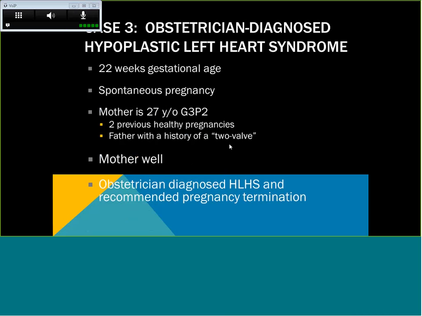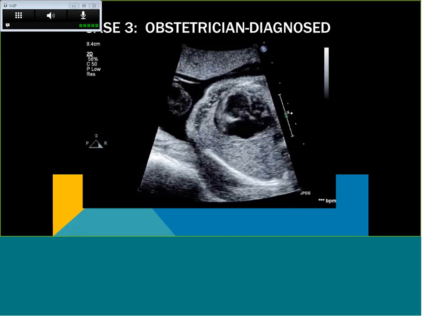And anytime we hear about a bicuspid aortic valve, we think about the spectrum of left-sided obstructive lesions all the way from bicuspid valve to hypoplastic left heart syndrome. Mom as well, but I think illustrative of the challenge of prenatal diagnosis, the obstetrician diagnosis is HLHS, and they recommended termination of pregnancy, but the family did seek us out, and so that's how they came to us.